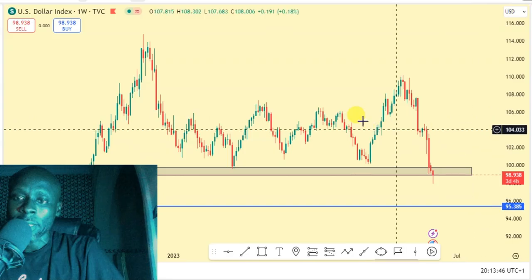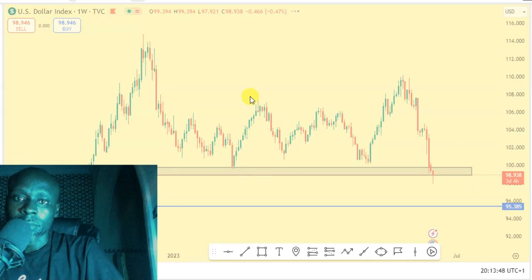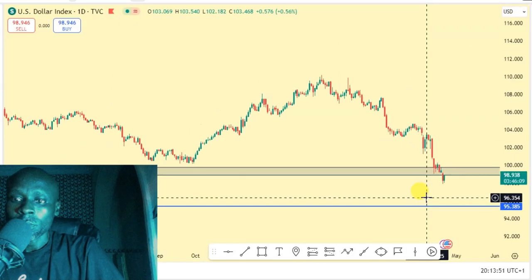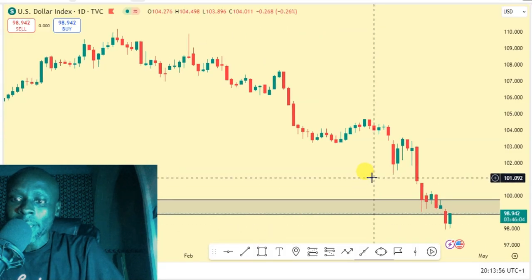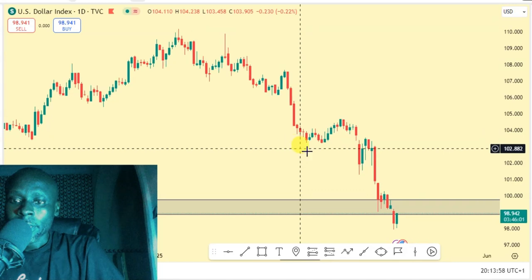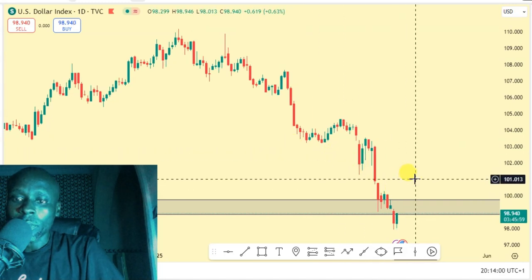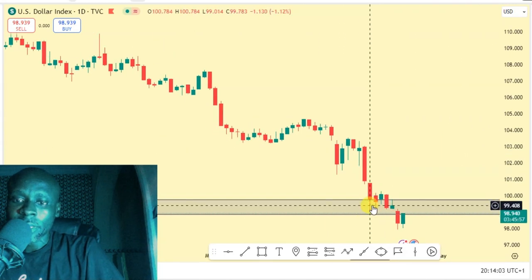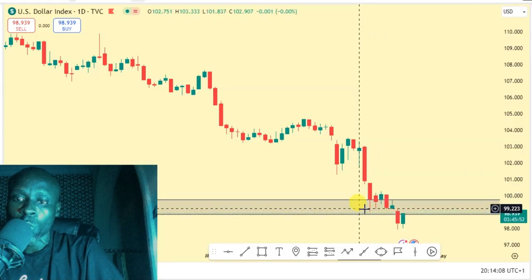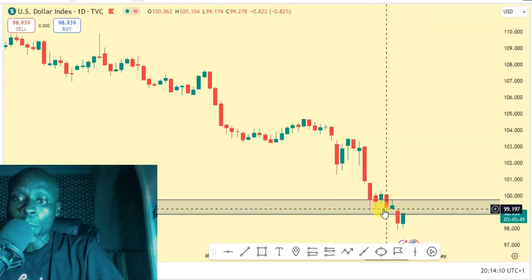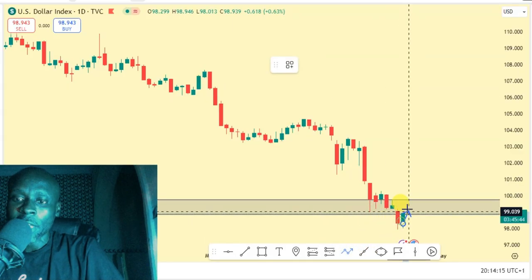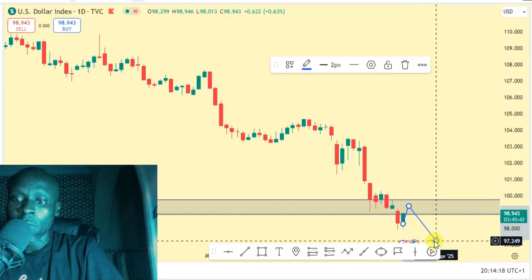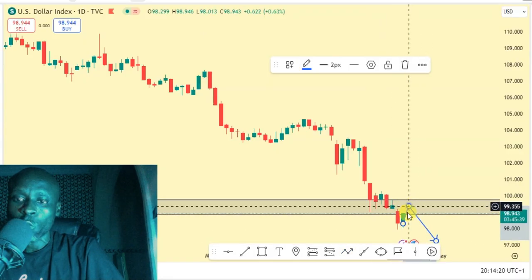So let's look at the daily chart of the DXY. On my daily chart, price has tested a key level, which is this support level. Previously it was a support level, but price closed below it and it turned to resistance, so it becomes a key level. So long as price fails to close above it, we expect the DXY to drop from this level this week. So we are expecting the DXY to drop from this level.